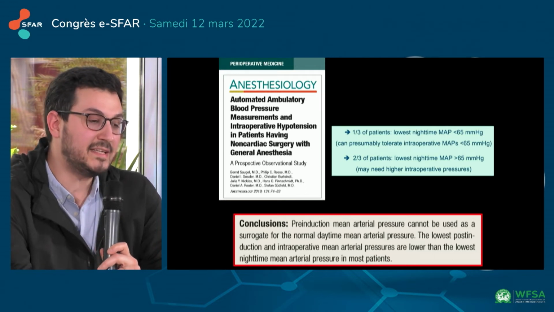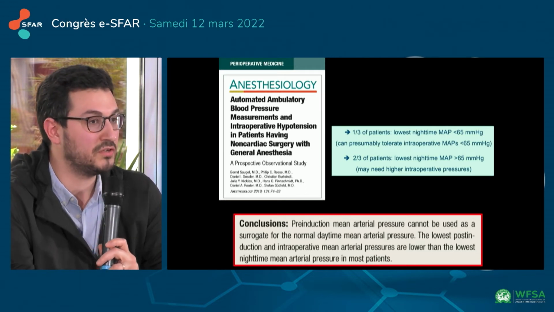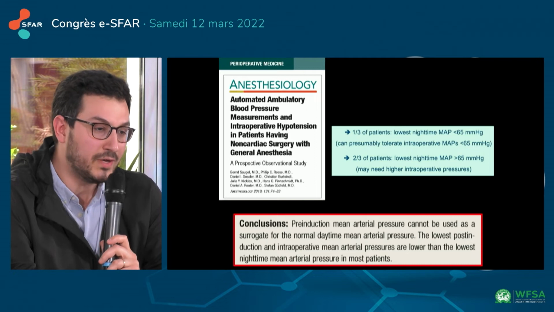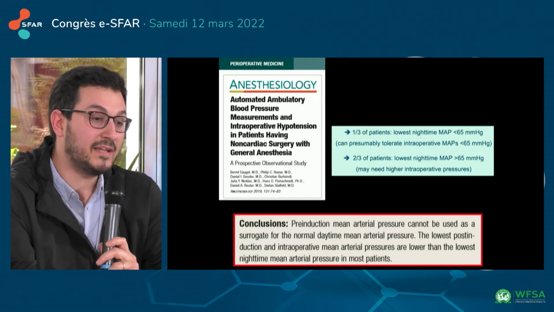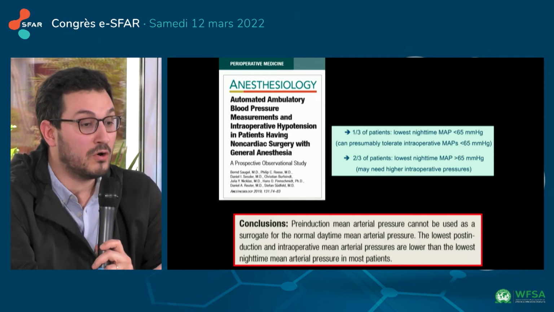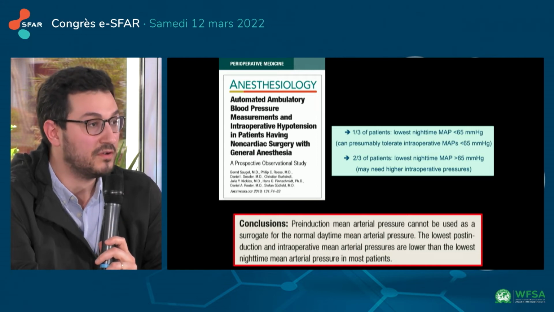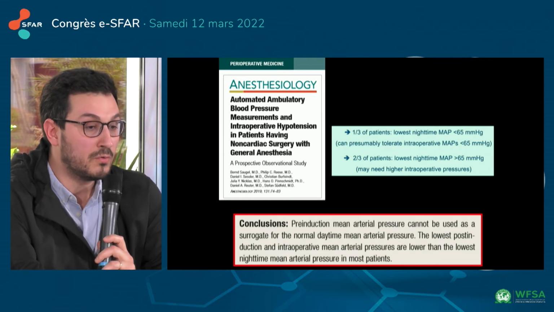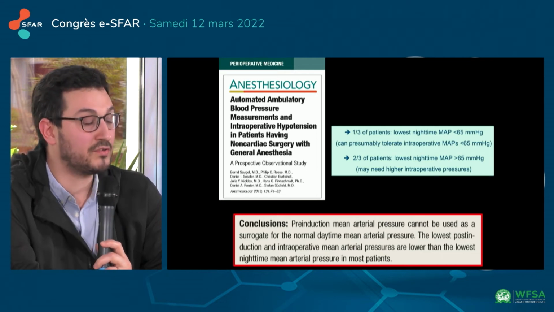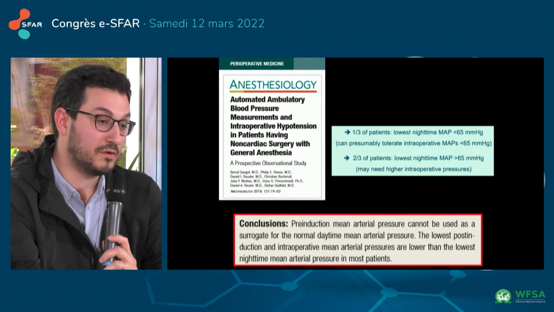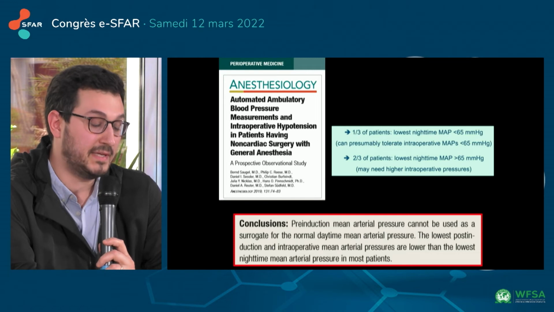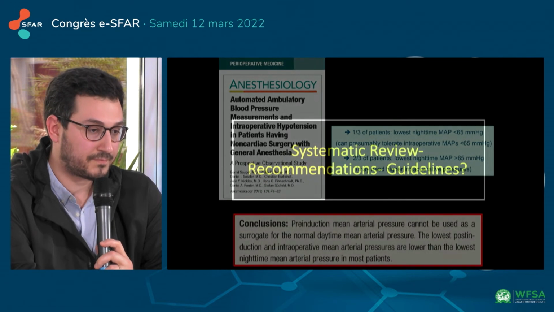and that the lowest post-induction and intraoperative MAP are lower than the lowest nighttime mean arterial pressure in most patients. What they did is that they used a non-invasive, continuous blood pressure monitoring, and they recorded blood pressure during the day before surgery. And they showed that 1/3 of the patients had the lowest mean arterial pressure below 65, and 2/3 of them had the lowest nighttime mean arterial pressure above 65, meaning that for these patients, probably to target a blood pressure of 65 can be too low during surgery.